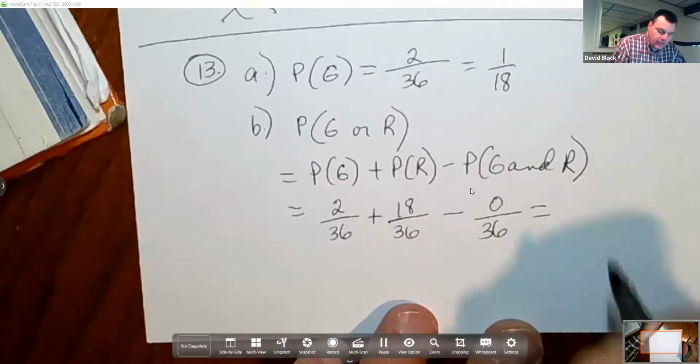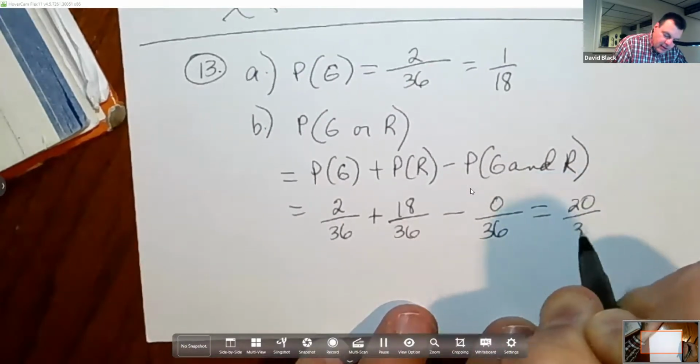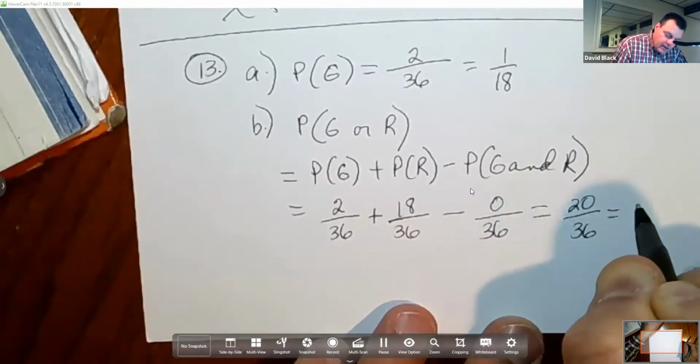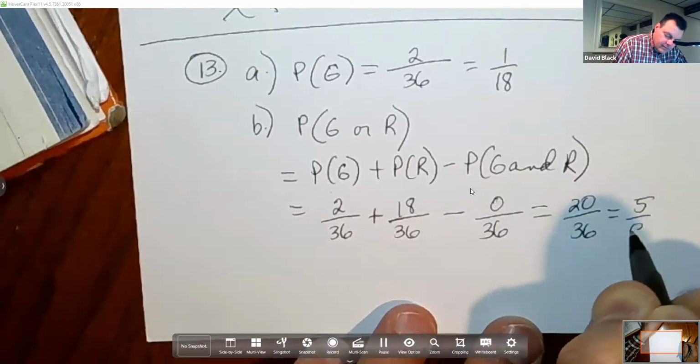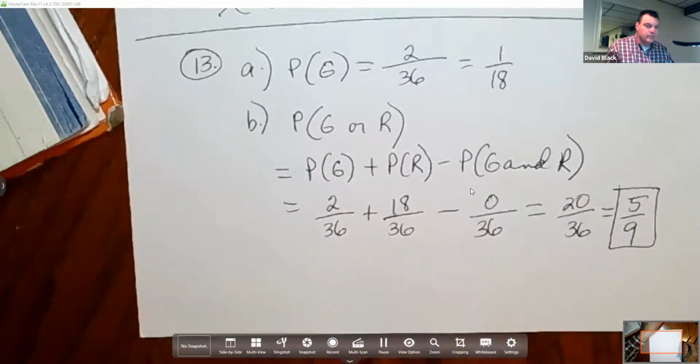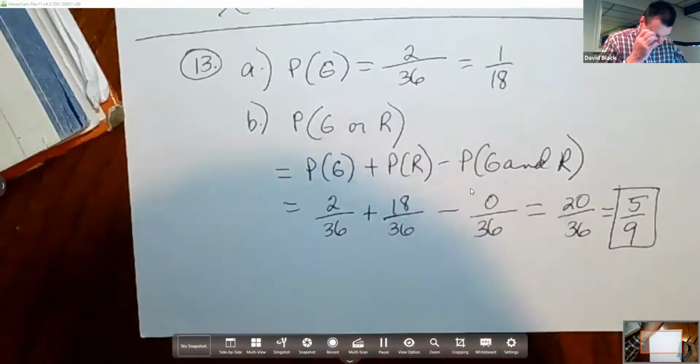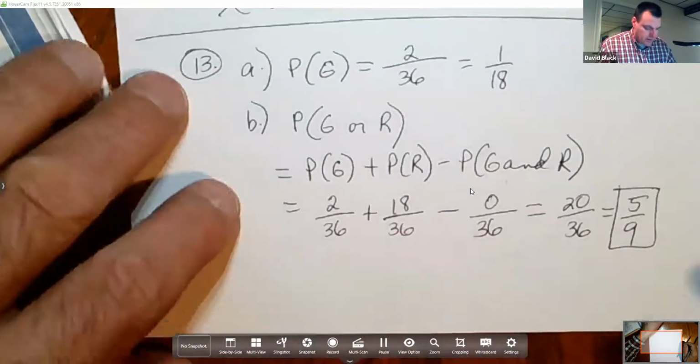So you were correct. So what we got here? 20 out of 36. It'd be 10 out of 18 or 5 out of 9. That's 0.56 if you convert that to a decimal, that'd be fine. Okay, so that's an or problem.